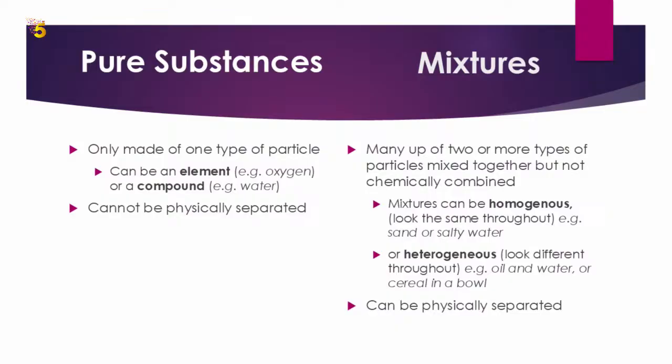We can divide all matter into pure substances and mixtures. Pure substances are made of only one type of particle, and it can be an element, a bit like oxygen or gold, or a compound like water or carbon dioxide made of two different types of atoms. These cannot be physically separated and have fixed properties like melting point or freezing point.